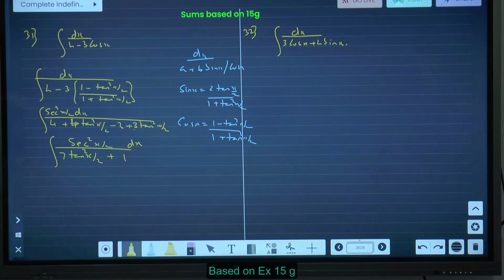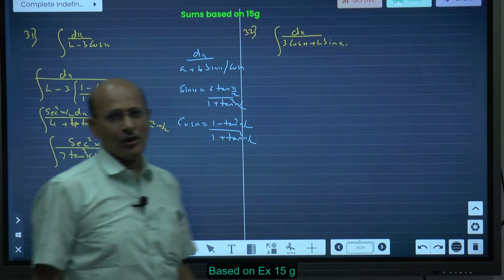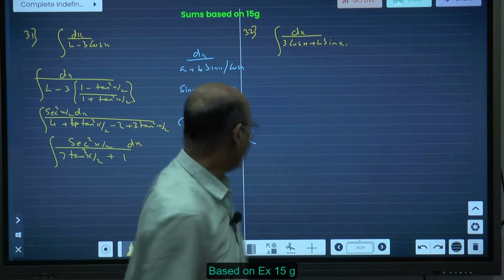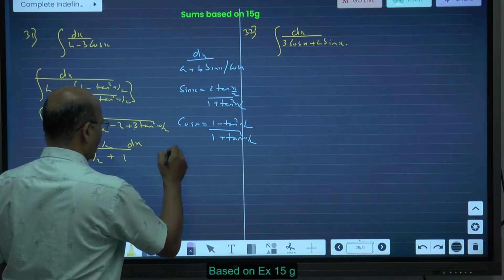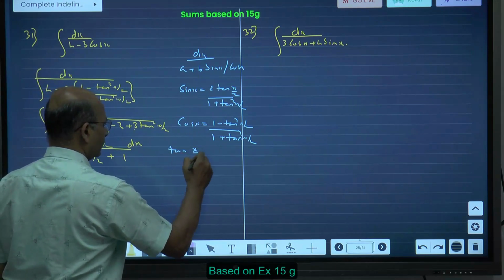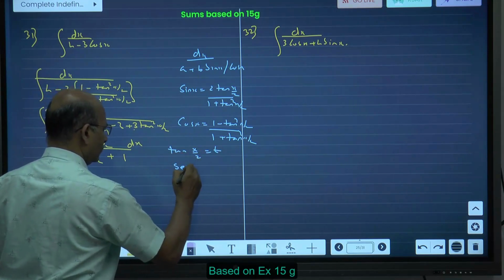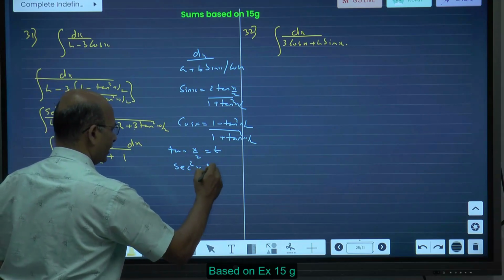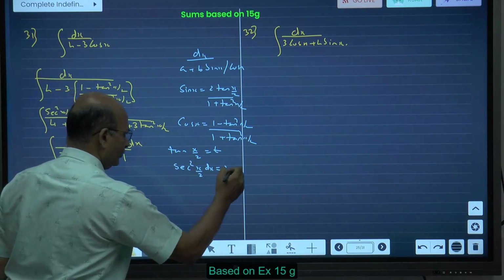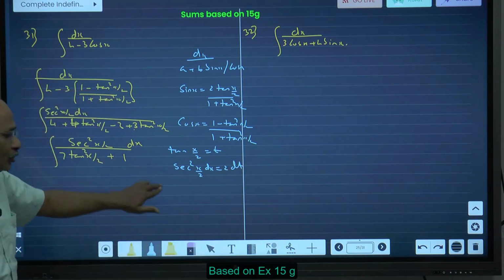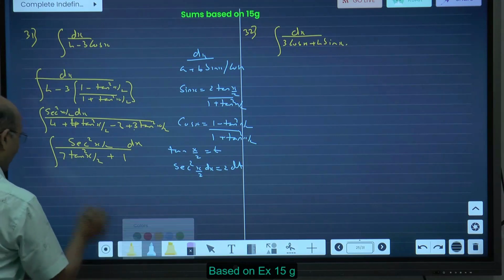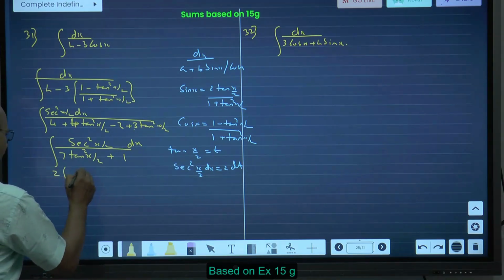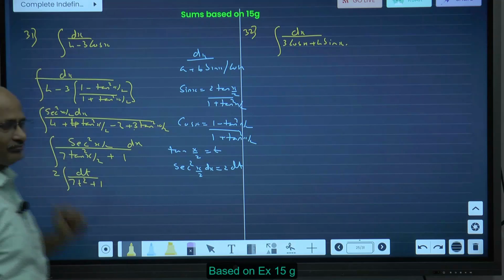My job is over. Because once you finish with this, you have to go ahead with substitution only. Tan derivative is sec square. So if I put tan x by 2 as t, so this will become sec square x by 2 dx. By chain rule, 1 by 2 will become 2 dt, because the 2 goes up, so it will become 2 dt. So just see what happens now. This will become 2 dt upon 7t square plus 1.